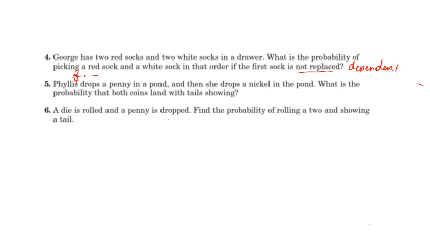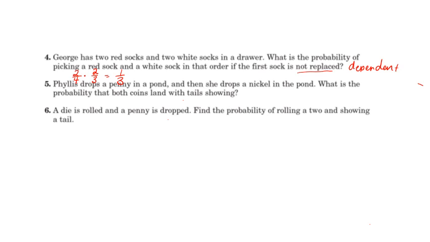Times, now there's just 3 left because I pulled one out. Since I pulled out a red one, there's 3 left in the drawer, but that still leaves 2 of those 3 being white. So 2 of the 3 are still white, right? So I multiplied those together, and I get a third of a chance.